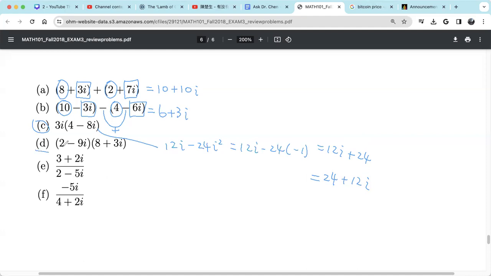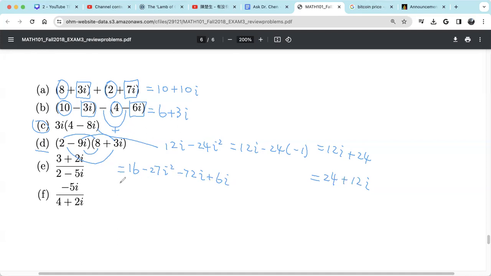Well, D is multiplication, it's like FOIL, right? Like a minus b times a plus b times b plus c. So we want to multiply first with first, second with second, and the two inner and outer ones. So we get 2 times 8, which is 16. Then minus 9i times 3i, we get a minus 27i squared. Then the bottom, we have -9i times 8, that's -72i. Then 2 times 3i, that's positive 6i.